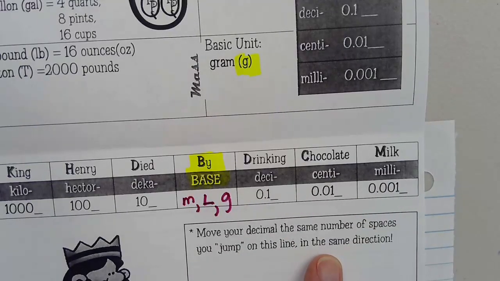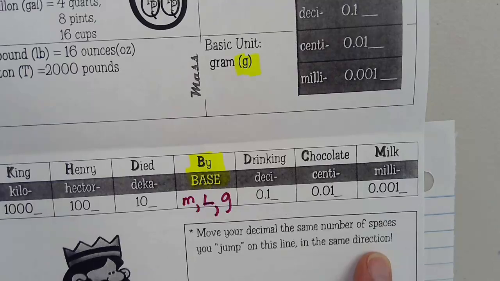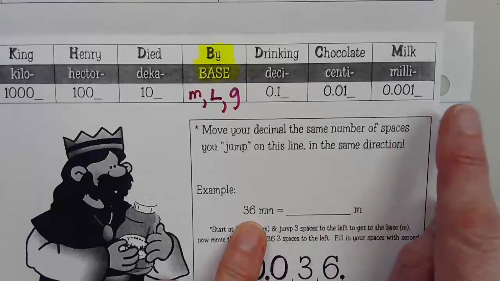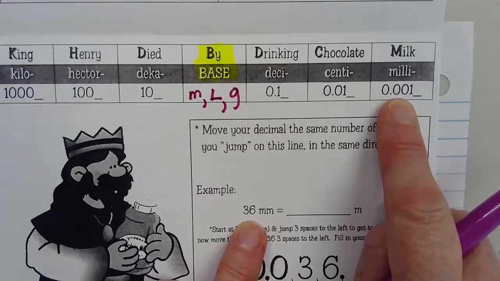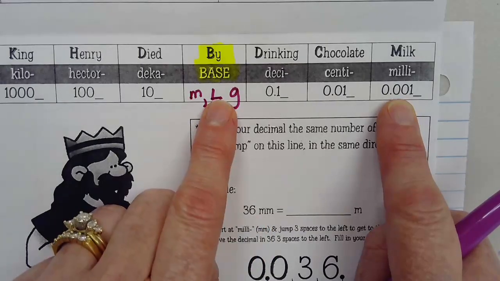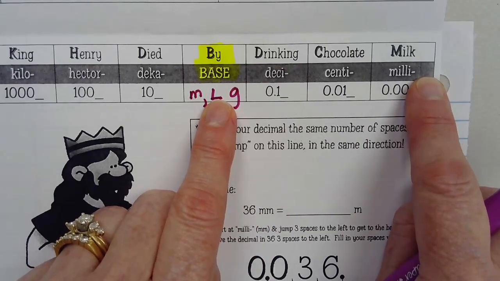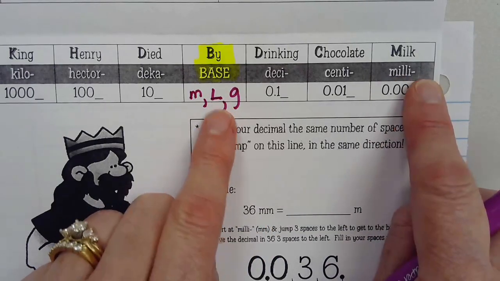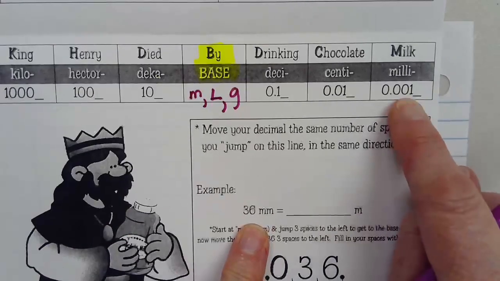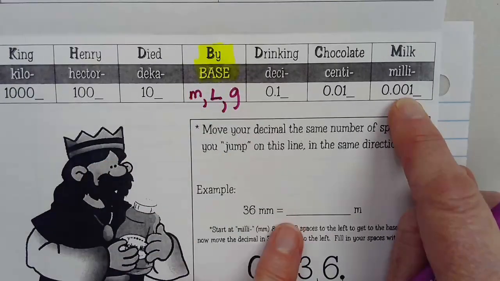You jump on this line in the same direction. So if I have 36 millimeters, here is milli, and then it's meters. So whatever your base is goes after that dash. So that would be millimeters. If I'm here and I want to change it to meters, I'm going to do this.